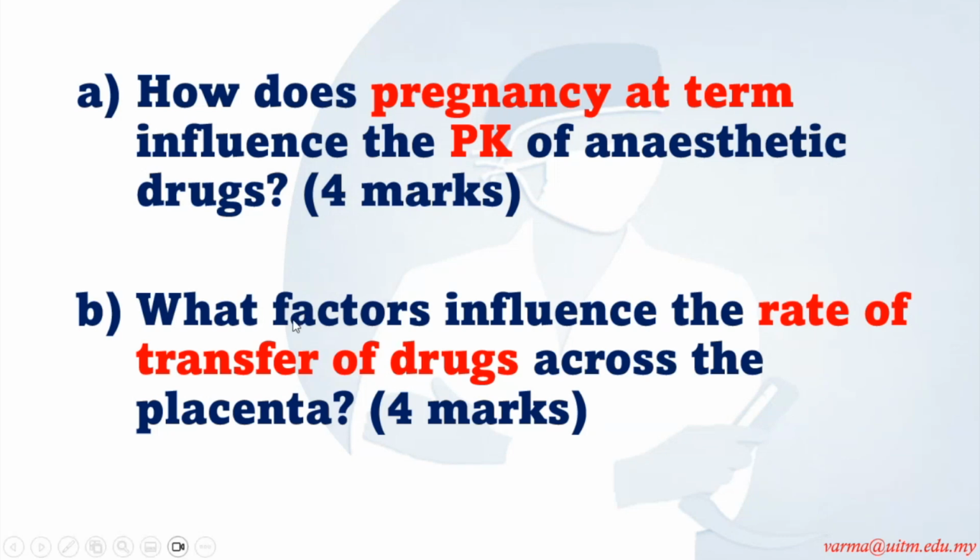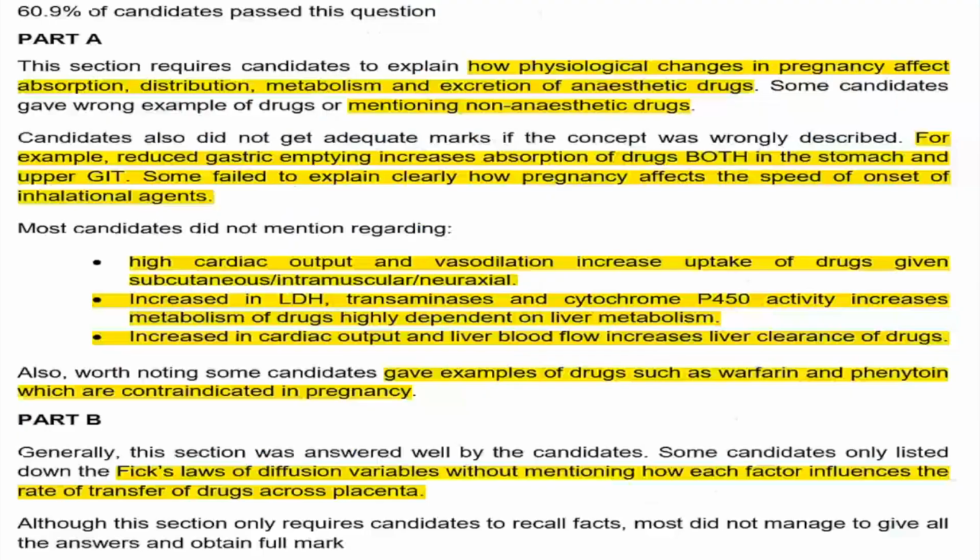Next we're going to talk about what factors influence the rate of transfer of drugs across the placenta. This one we have discussed, the anatomy and physiology. Next we will discuss the factors. So this is the examiner's report. Whenever we talk about pharmacokinetics, you cannot run away from talking about absorption, distribution, metabolism, excretion. So give your answer in that template, ADME.